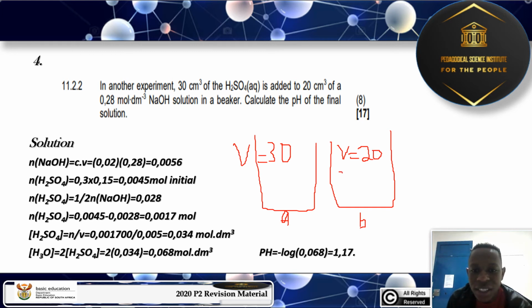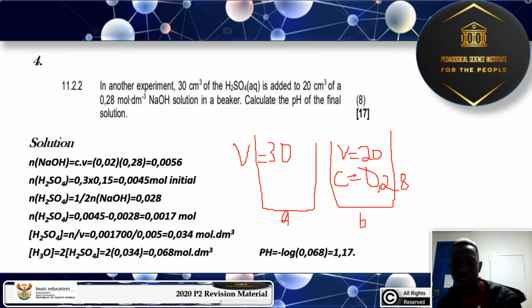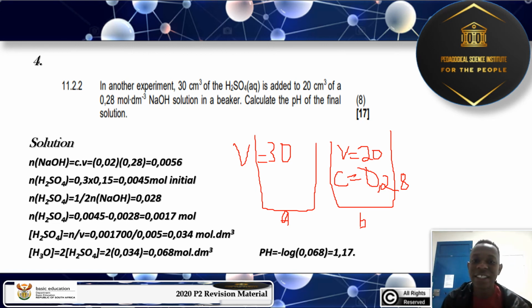It has a concentration of what? Of 0.28. Hey, don't mind my handwriting, guys. This is upload technology. Yeah. Calculate the pH of the final solution.